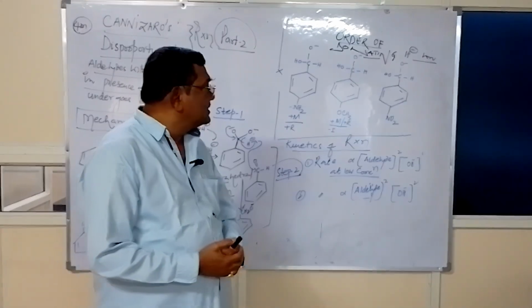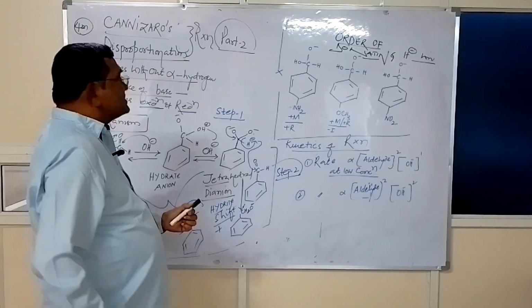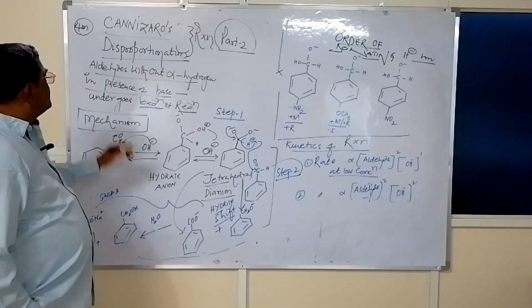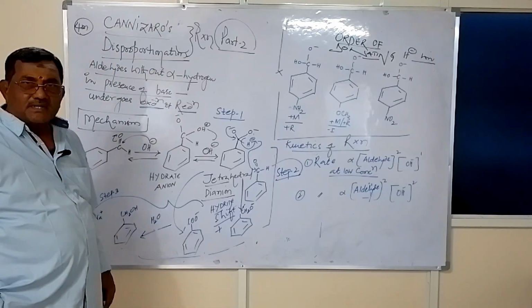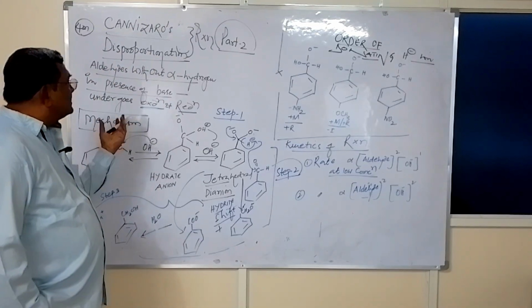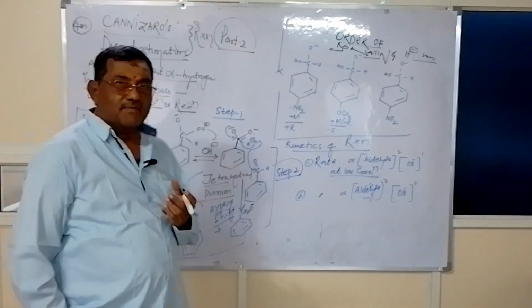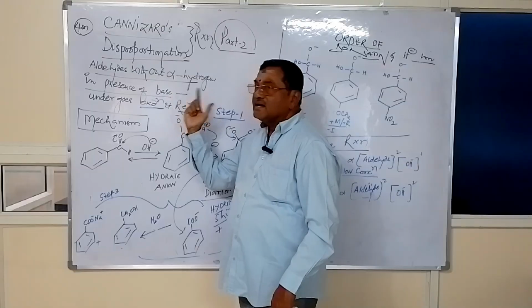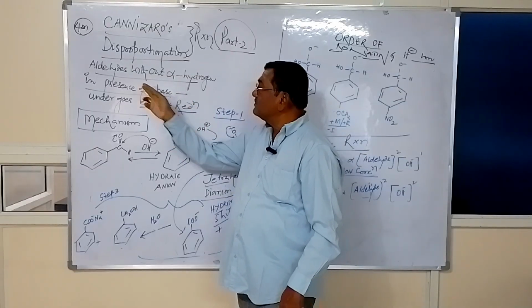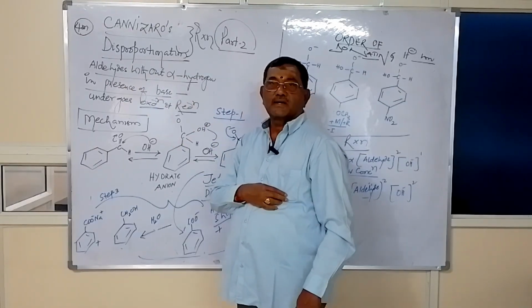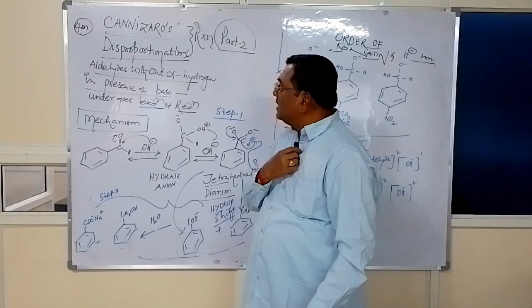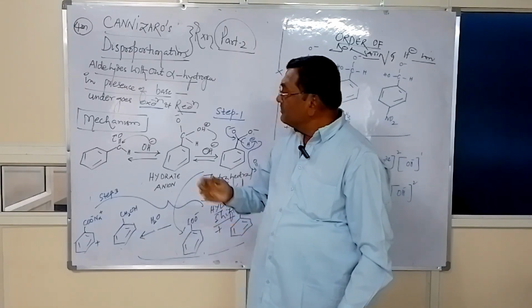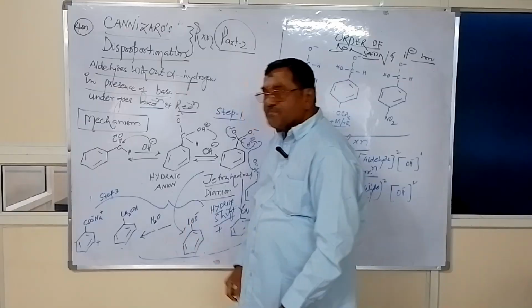Good morning, guys. Let's start the second part of the Cannizzaro reaction, children. The basic thing which we learned: it's a disproportionation reaction. One aldehyde undergoes oxidation, the other one undergoes reduction. And that happens conditionally, where there are no alpha hydrogens. Okay. Now, let's see the mechanism part, children.